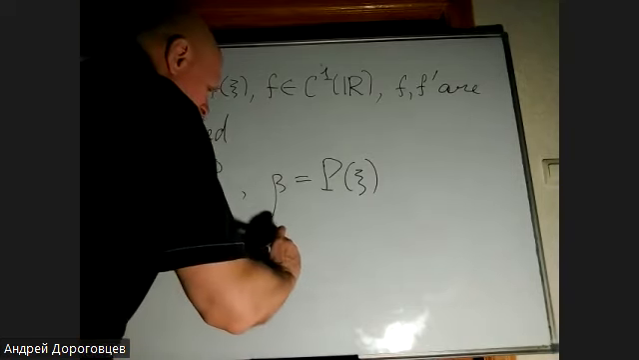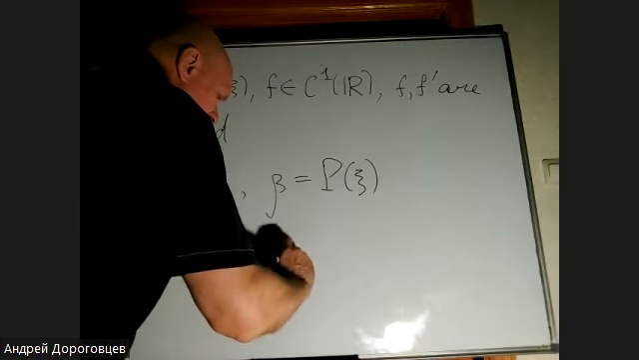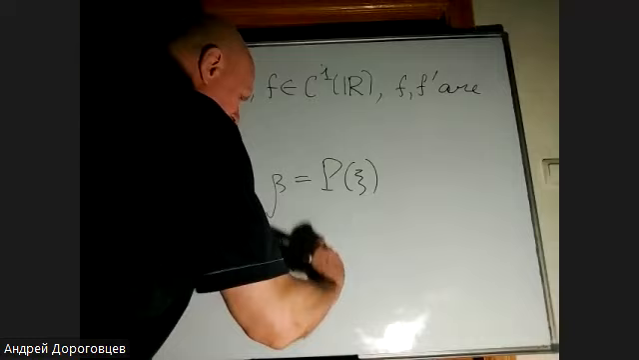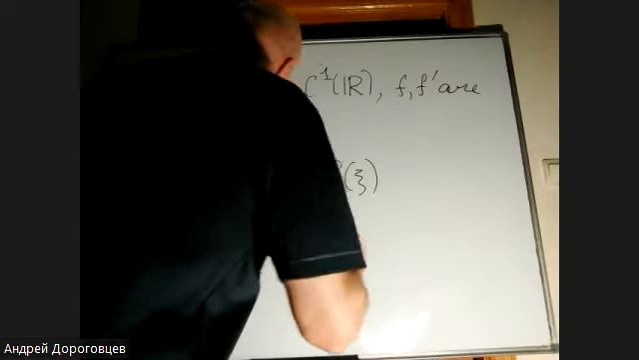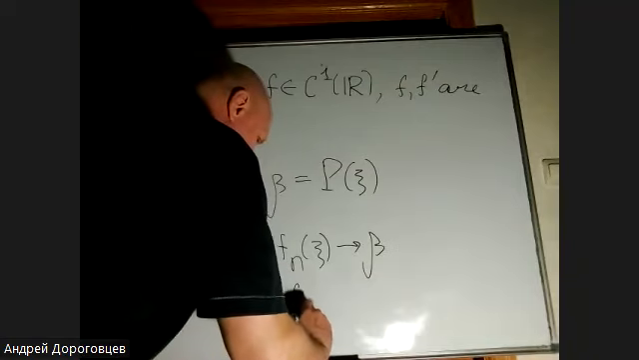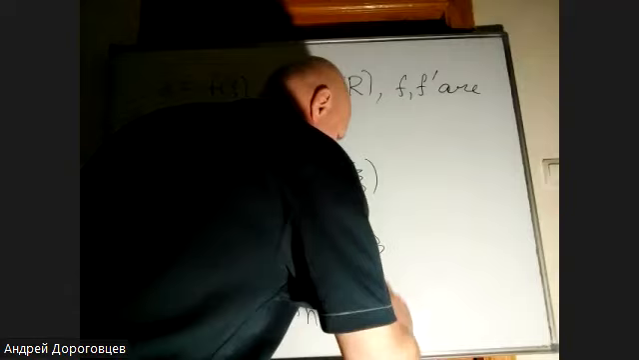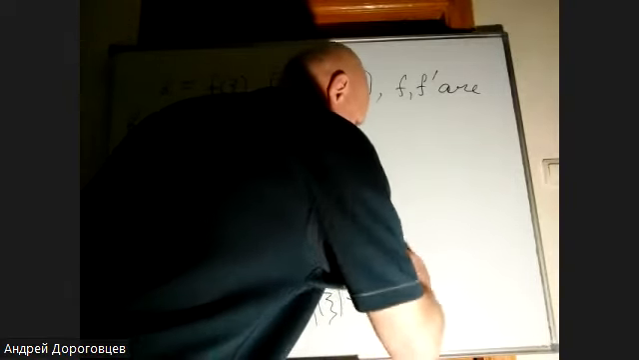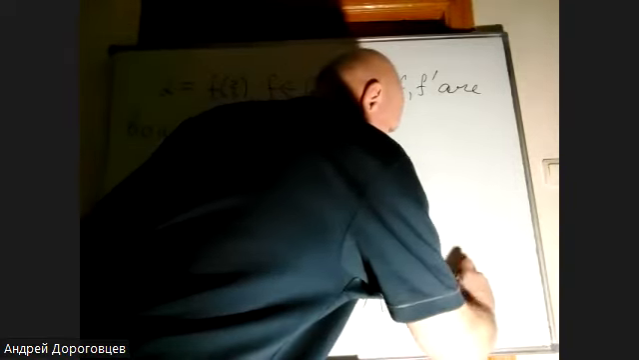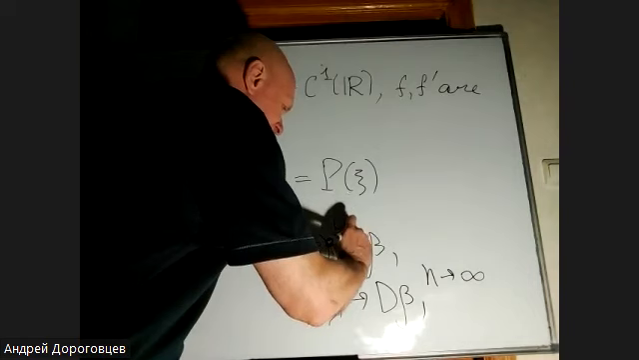and f_n of psi converge to beta, and f_n prime of psi converge to d beta. It means convergence in the L2 sense.